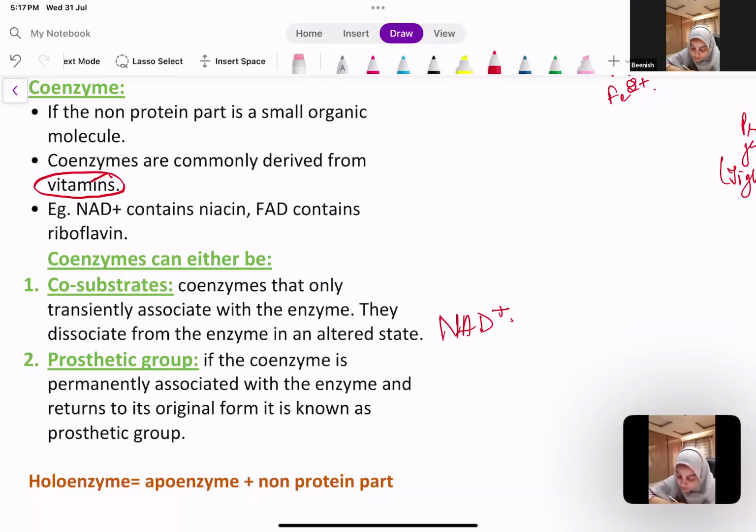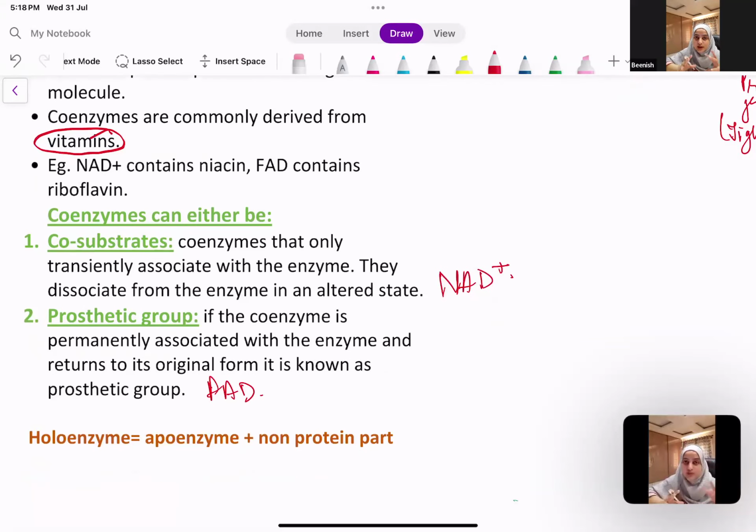And what are prosthetic groups? If the coenzyme is permanently associated with the enzyme and returns to its original form, it is known as a prosthetic group, like your FAD. Your FAD and FMN, we know that they are tightly bound to the enzymes as flavoproteins. Okay, so your prosthetic groups, they are tightly and permanently associated with the enzyme. Now, what is a holoenzyme? Your apoenzyme, that is the protein part, plus the non-protein part of the enzyme together, that makes the holoenzyme. And in its holoenzyme form, your enzyme is going to be active.